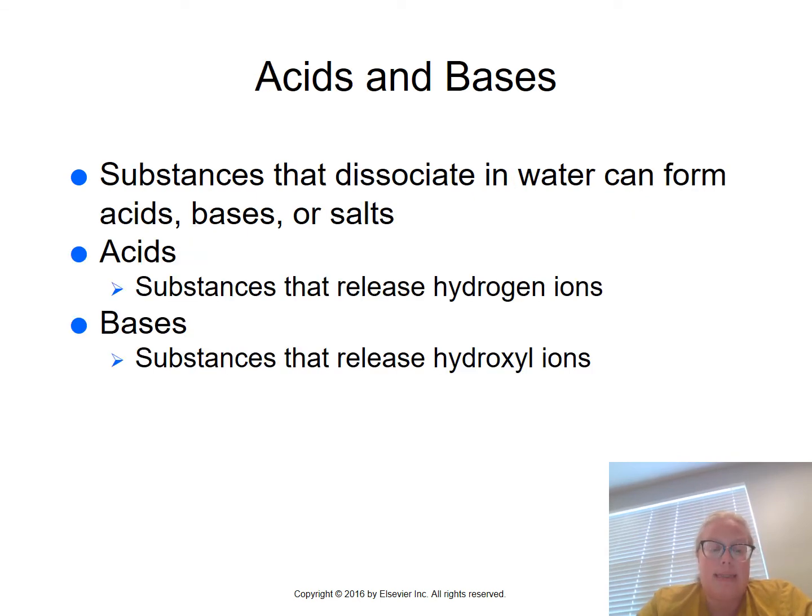Okay, when we talk about acids and bases, it's really important to understand that the strength of acids and bases is determined by the hydrogen ion concentration of the water in which they dissociate. So the higher the hydrogen ion concentration in the solution, the more acidic the solution is. And a low hydrogen ion concentration of a solution indicates a basic solution. So, acids release hydrogen ions, and bases are substances that release hydroxyl ions.